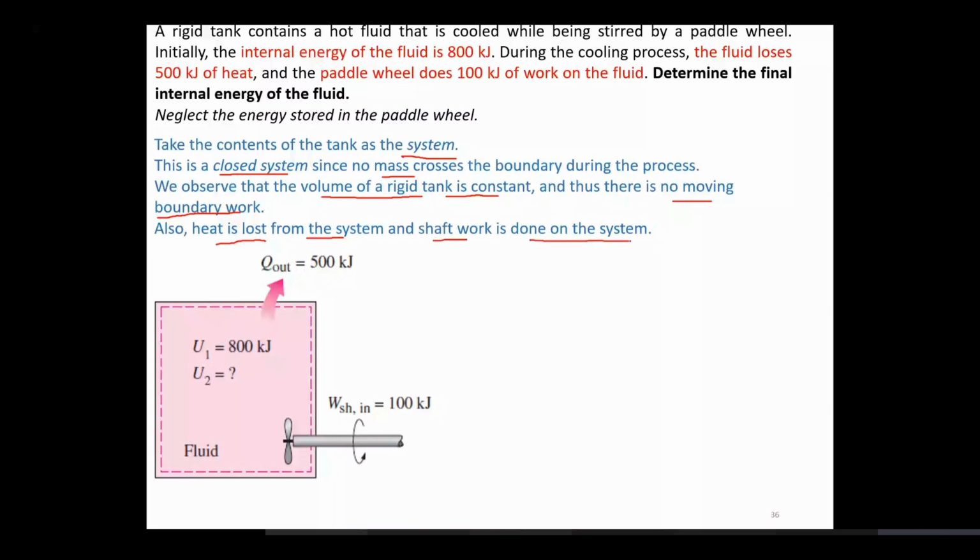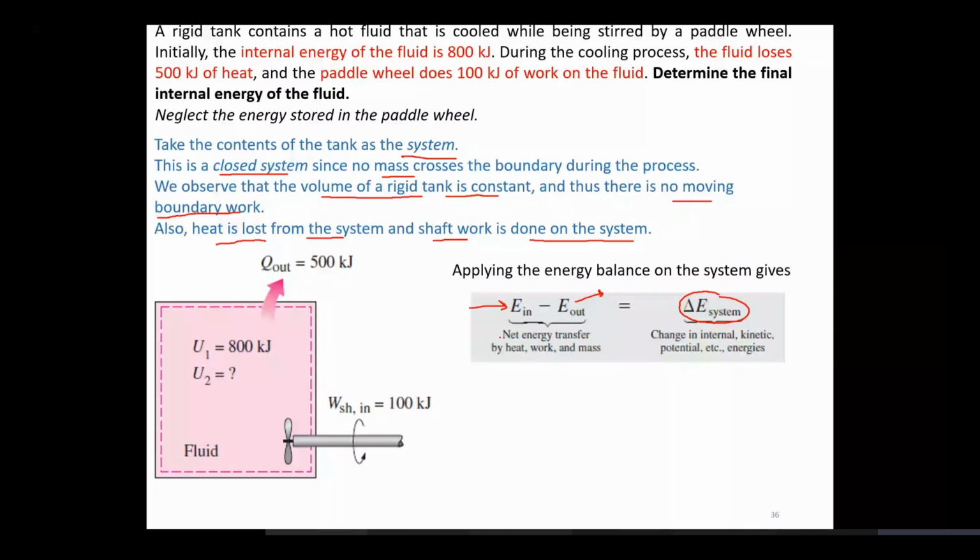With this, we apply the energy balance equation on the system, and we say that energy coming into the system minus energy going out of the system is equal to the change in energy of the system. So what is the energy coming into the system? It is essentially work in that is coming into the system. Is there any heat coming into the system? No, sir. So Q in would be 0. Should there be any mass coming into the system? No, sir. So the only energy that is coming into the system is basically work in.